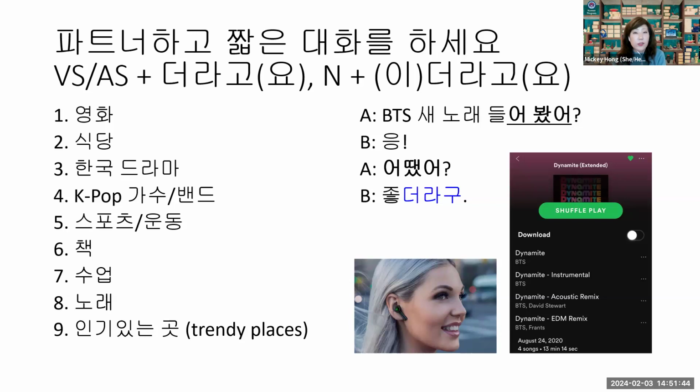You can exercise this grammar further to give advice about movies, 영화, 식당, restaurant, Korean drama, 한국 드라마, K-pop 가수 or band, sports, exercise, tech, book, 수업, class, 노래, song, 인기 있는 것, like trendy places, like have you tried something? Yes. How was it? It was like this. It was like that. You could make a 4-sentence short dialogue.